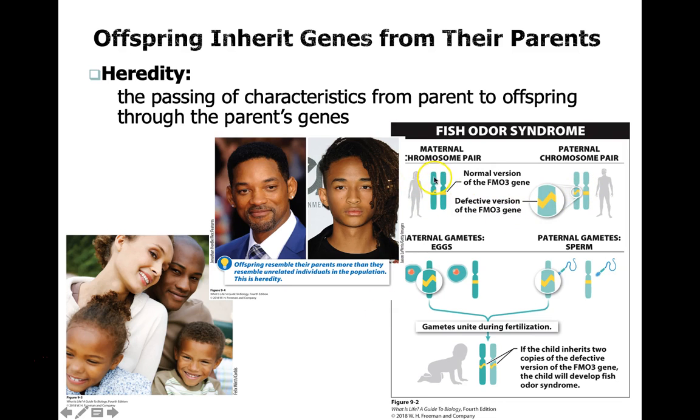So remember, these split up in meiosis. Let's assume that this poor individual gets mom's defective version and dad's defective version, and then during fertilization those gametes come together to be diploid again, and now this poor individual has 2 copies of the defective gene, which means that they have this fish odor syndrome. However, neither of the parents had this syndrome, and that's because they only had 1 bad copy. So we'll talk about why sometimes you need 2 bad copies for something to show. Sometimes you only need 1 good copy to cover it up.